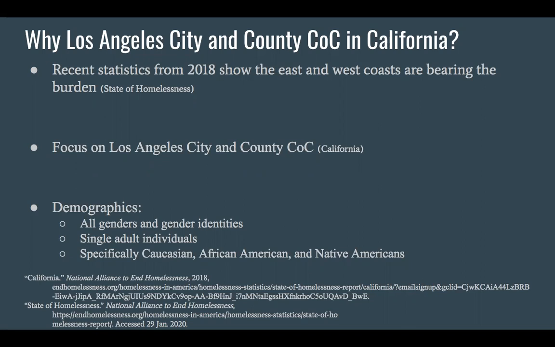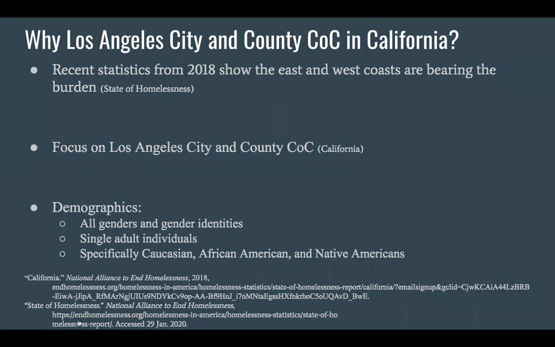We decided to look at all genders and gender identities equally, as we know that it affects both genders, and that it can have big impacts no matter what. And then we wanted to serve them without discrimination. We also decided to look at single adult individuals, and then specifically Caucasians, African Americans, and Native Americans.